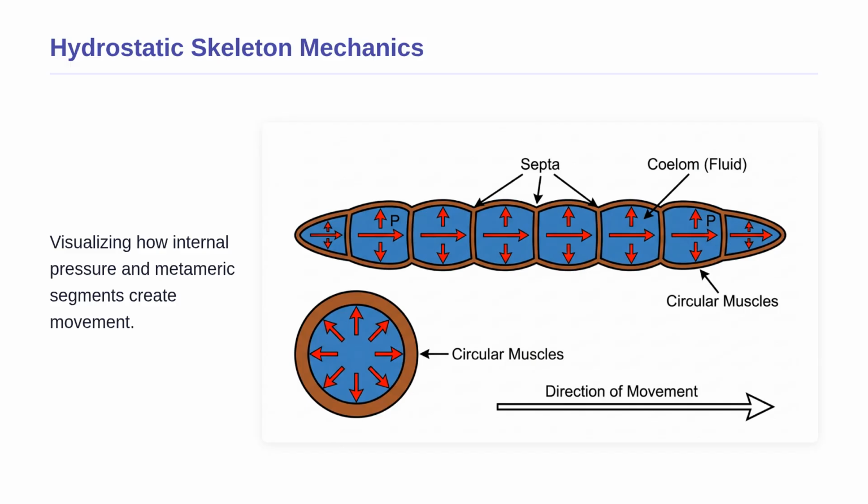When the brown circular muscles on the outside contract, they squeeze the blue fluid. Because the fluid cannot be compressed, it pushes outward against the segment walls, elongating the worm and driving it in the direction of movement shown at the bottom. It is a brilliant demonstration of how annelids use basic fluid dynamics to conquer their subterranean environment without needing a single bone.